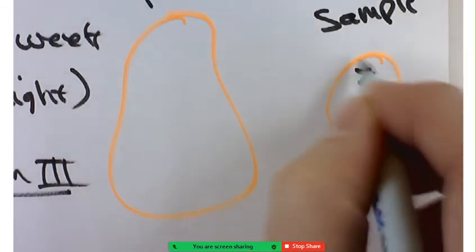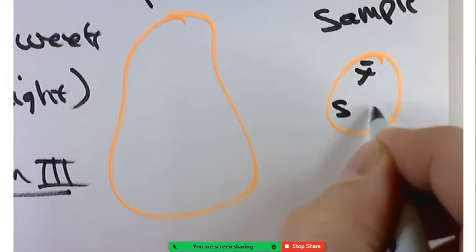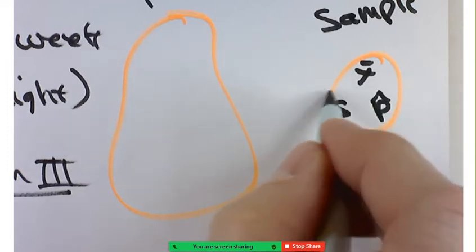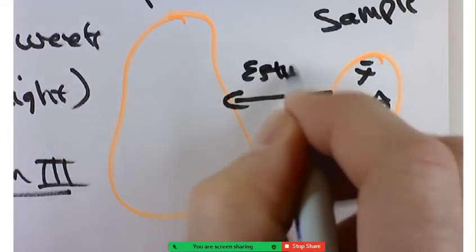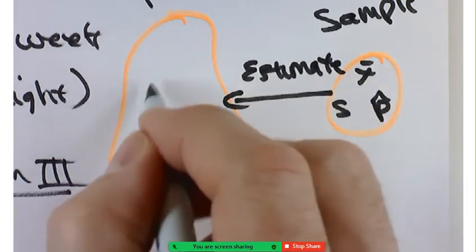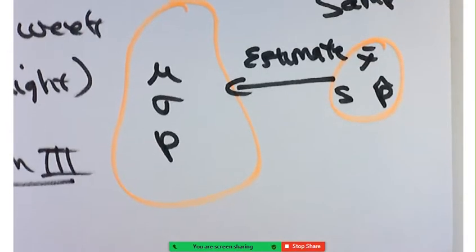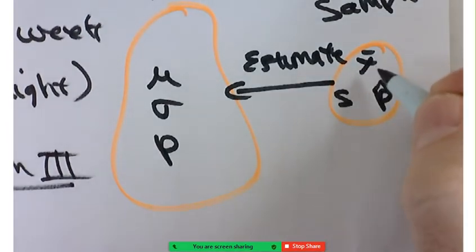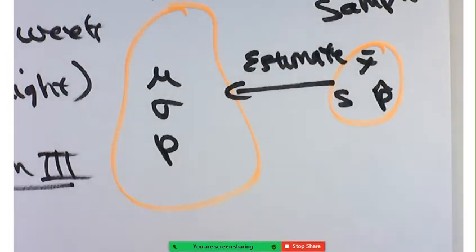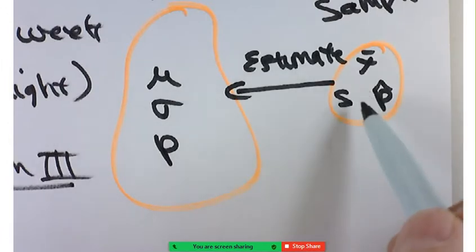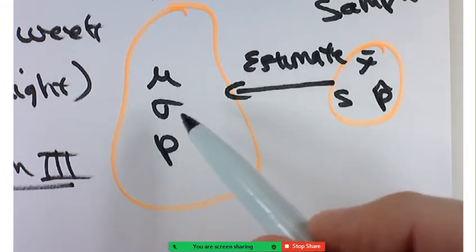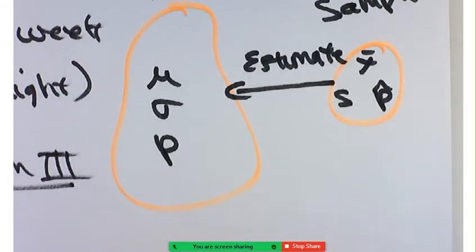And we have things like X bar, S, and P hat. Those are going to estimate mu, sigma, and P. And on average, now not every time, but on average when you use X bar or you use P hat, you're going to get mu or P. But that's not true with S, because S is a biased estimator. So you get something close to this, but you won't get exactly sigma. So, good question.